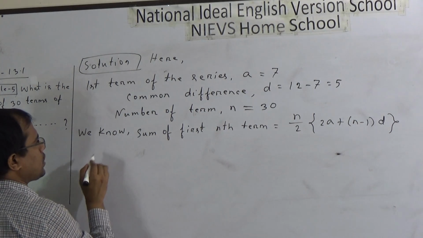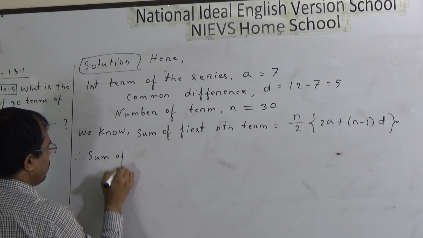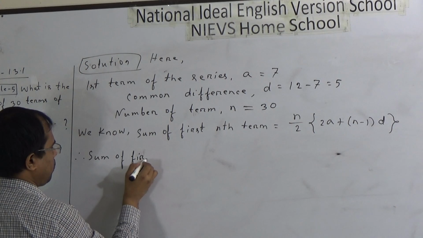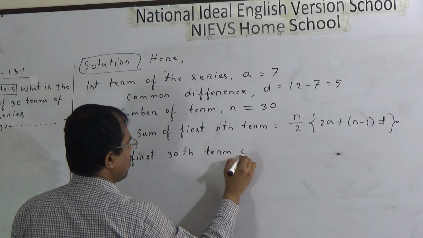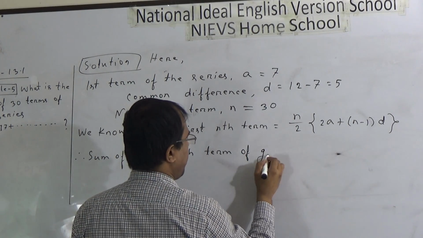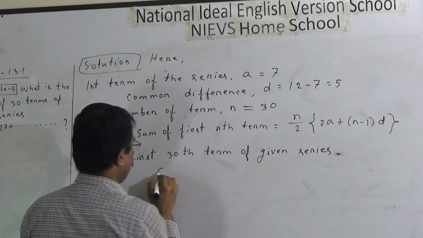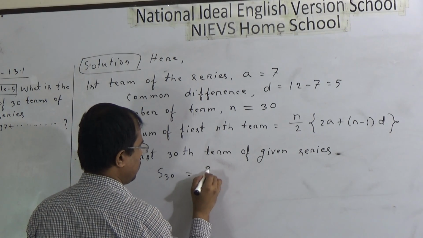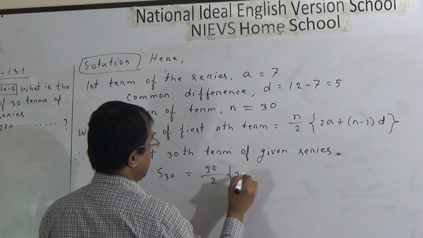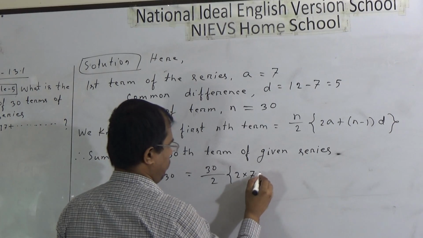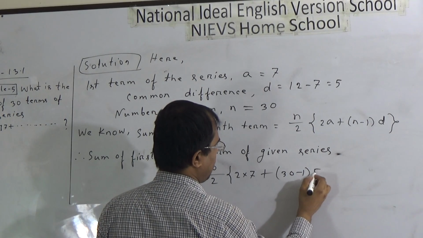Now we will put the value of a and d in this formula. Therefore, the sum of first 30 terms of the given series, S30 equal to 30 by 2 into 2 into first term 7, 2a plus n minus 1, that means 30 minus 1 into d, d means 5.